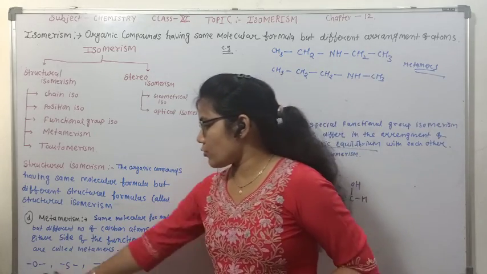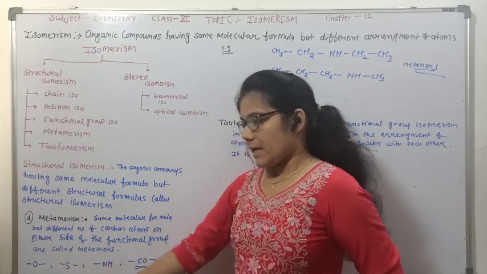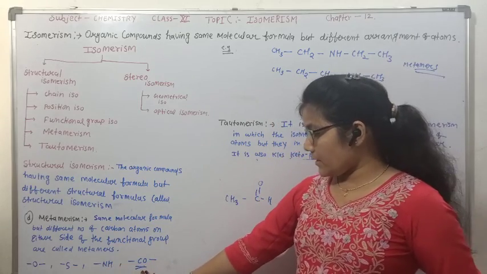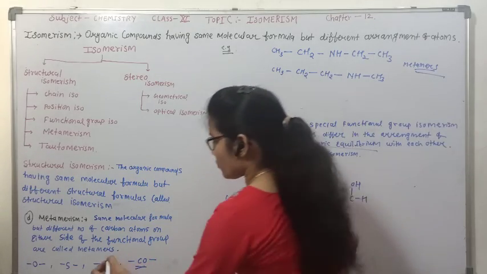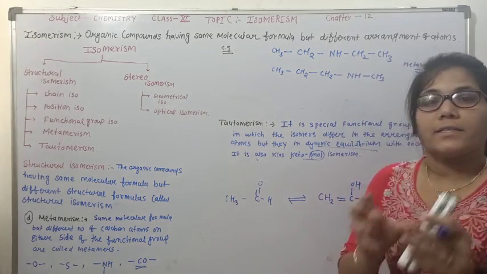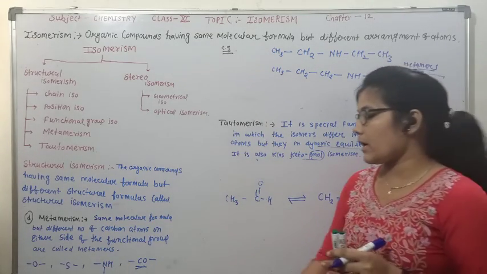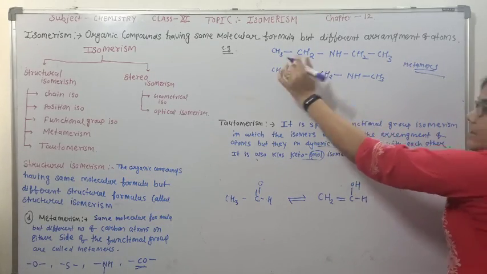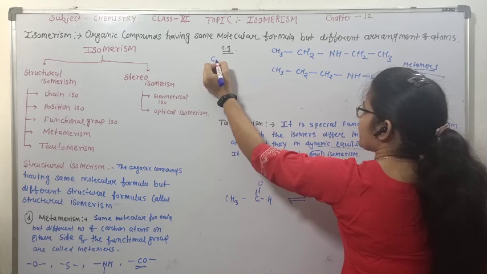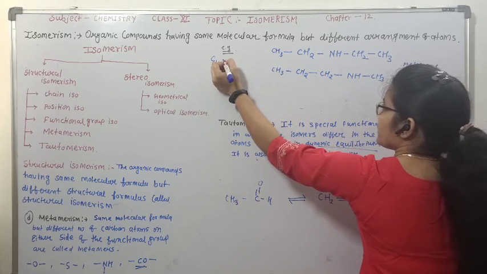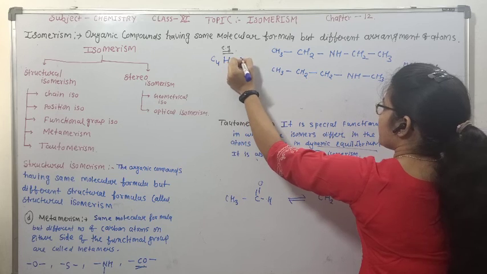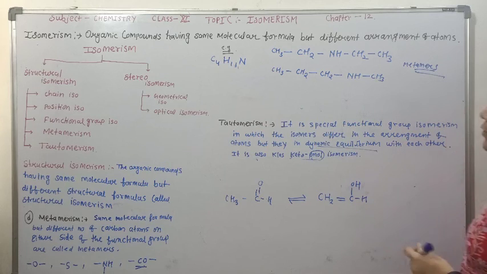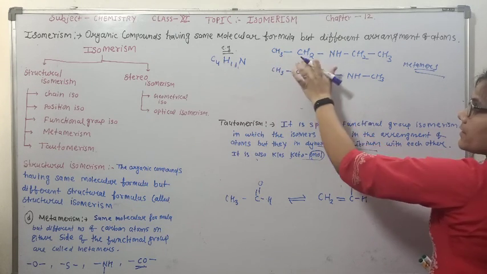So these bivalent functional groups only show metamerism, that is ether, thioether, secondary amine and ketone. So these functional groups show metamerism, and the isomers formed are called metamers. For example, see the molecular formula that I have taken is C4H11N. Okay, so that's this compound.